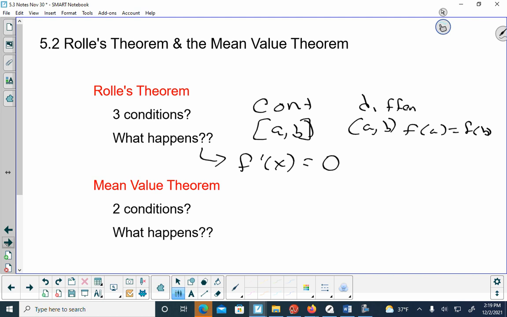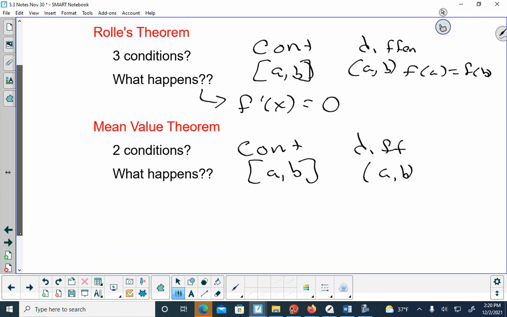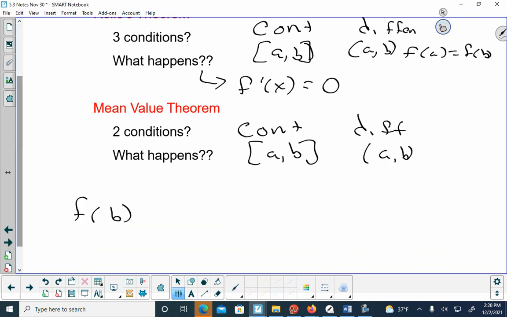What are the 2 conditions that have to happen for the mean value theorem? Continuous on that closed interval, differentiable on that open interval, and then what this one's saying is if you take the slope of the secant line, then somewhere your derivative should equal that slope.